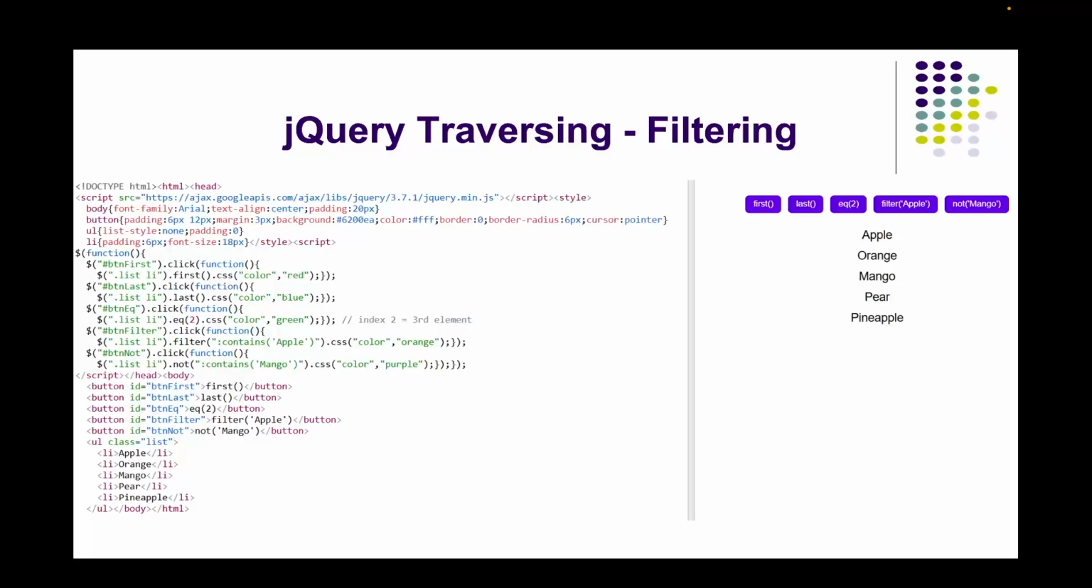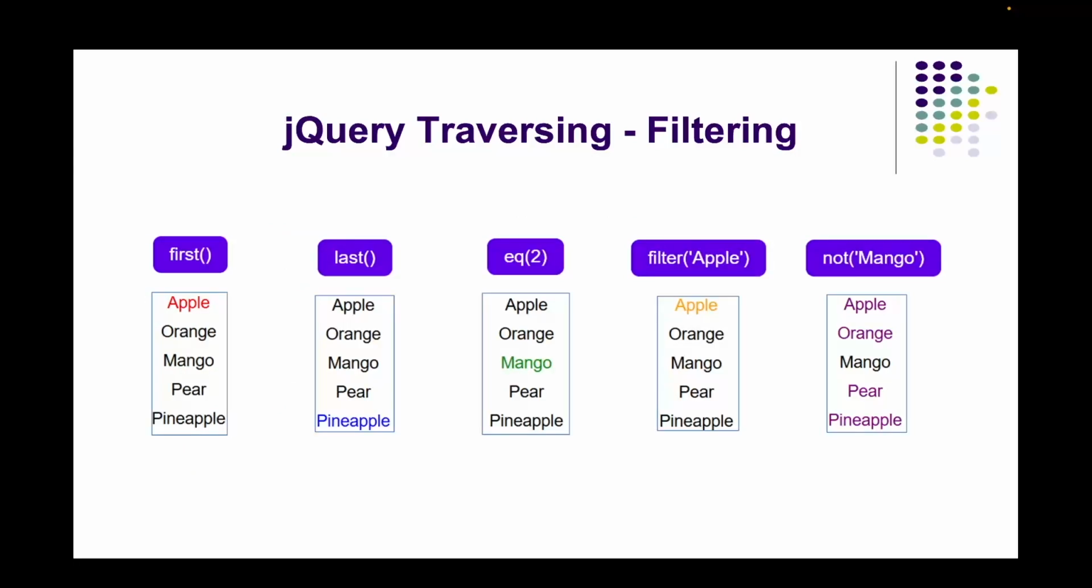Sometimes you select too many things, and you need to filter them down. So first grabs the first element. Last grabs the last. And eq(2) selects a specific element by its index number. Remember, computers start counting at 0. So 2 is actually the third item. And filter keeps only items that match your criteria, like containing the word apple. And .not does the opposite. It removes items that match the criteria. So these tools give you total control over what elements you are affecting.